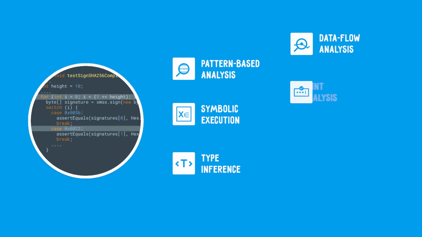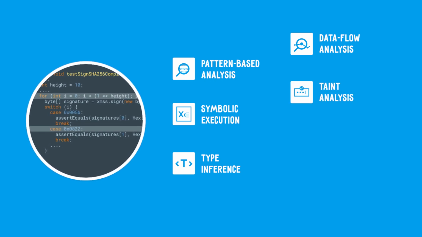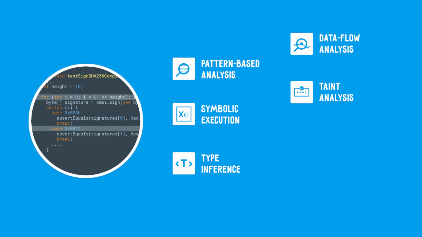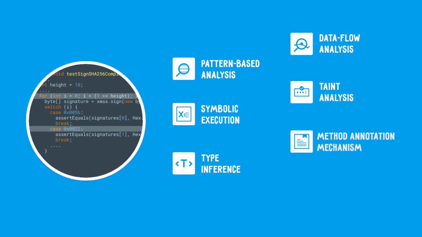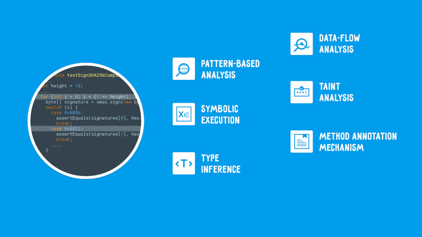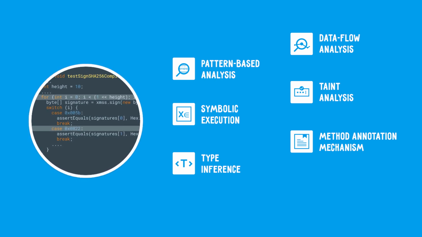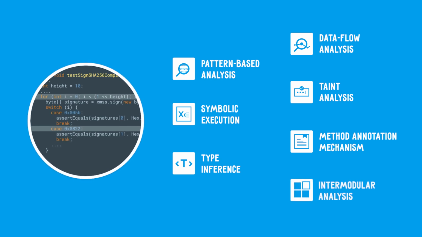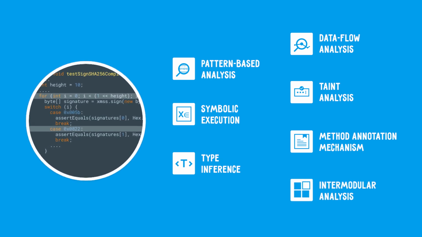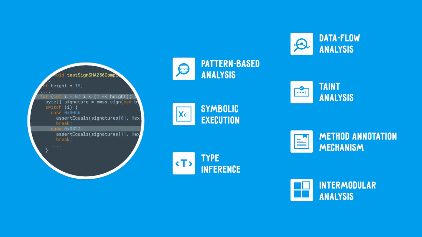Taint analysis is effective for detecting uses of unvalidated user input. For example, it can catch possible SQL injections in the source code. The analyzer also provides a method annotation mechanism used to give more info about the used methods. For many popular libraries, we've created annotations ourselves, but you can freely write your own annotations in JSON format. And finally, intermodular analysis lets diagnostic rules check functions declared in other translation units, making the analysis more thorough.